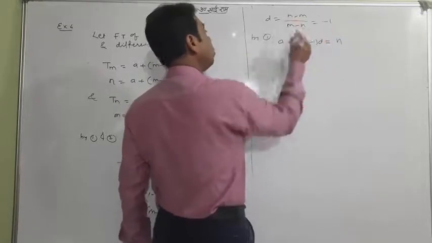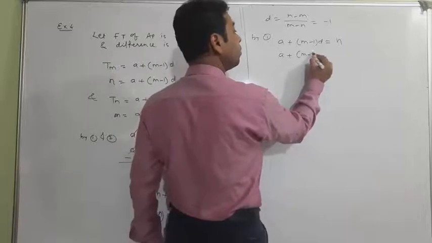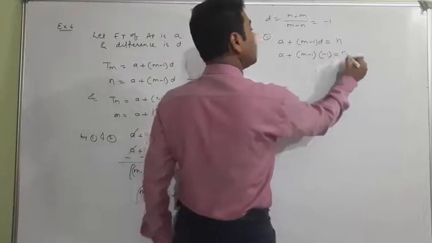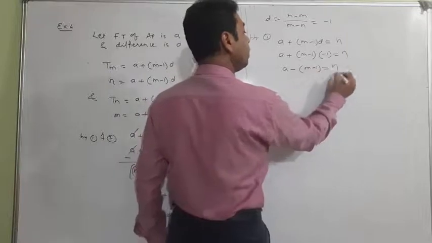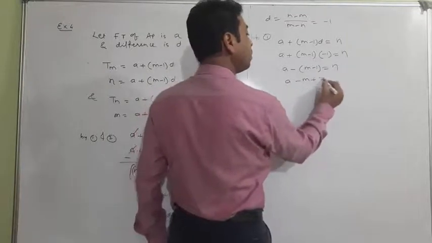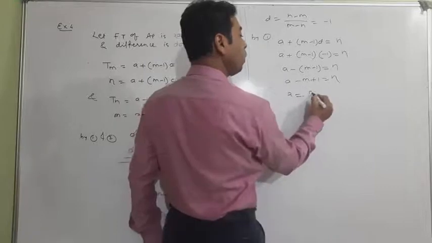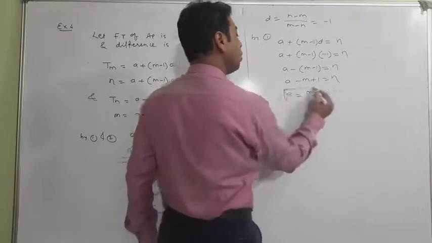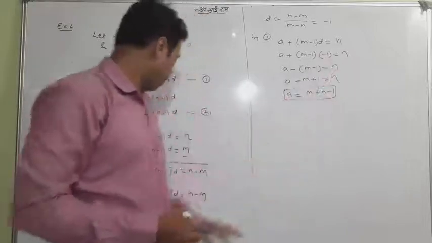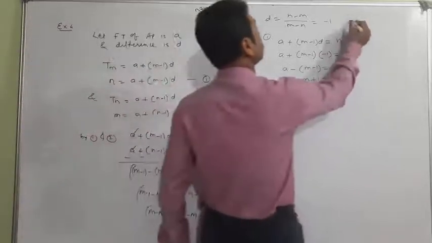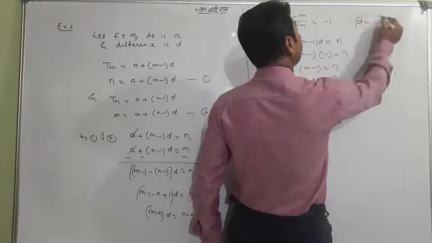So put d equal to minus 1 here, like that. It is equal to n, a plus and minus minus, m minus 1 equal to n. So a minus m plus 1 equal to n. So a equal to m plus n minus 1. This you got, you have transferred these two terms to the other side. You got a, you got d. This is d. So both you have got.